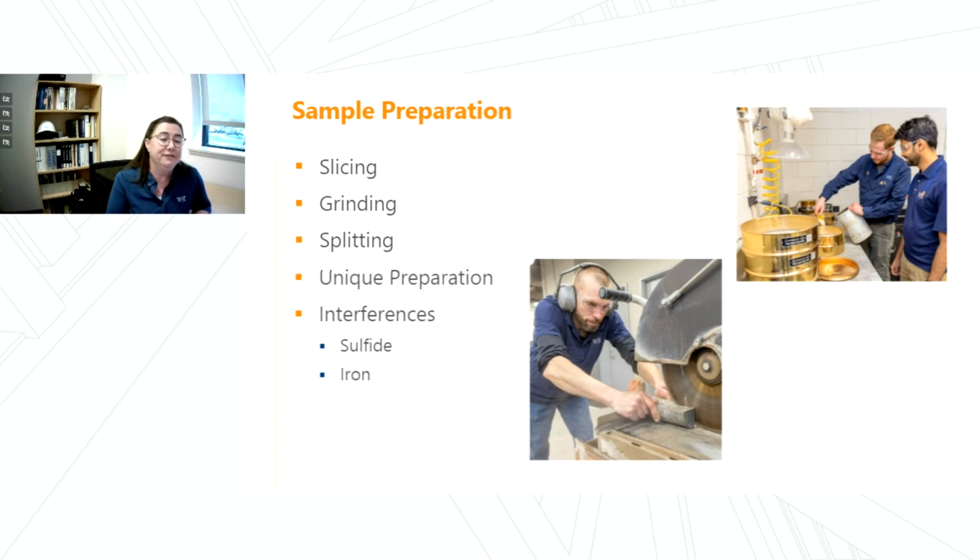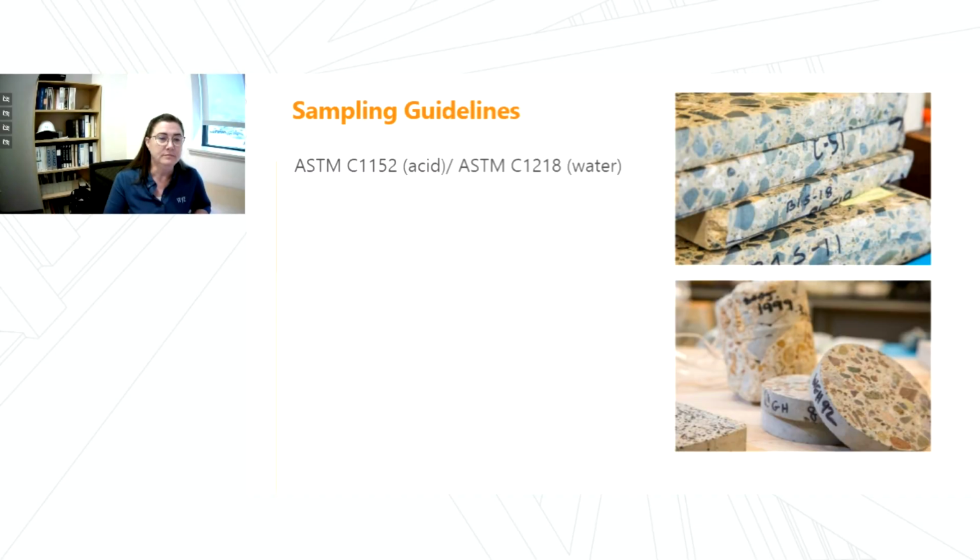There are also interferences that we see in the laboratory. There's things like sulfide and iron that can interfere with your measurement procedure. And we want to look for those types of things at this sample prep step, because if we can remove those during this step, it's a whole lot easier to deal with in the laboratory.